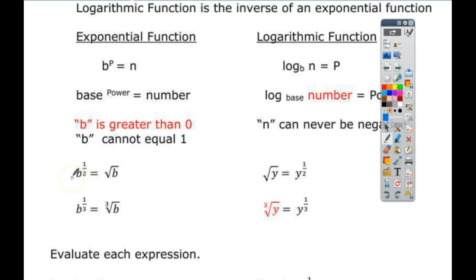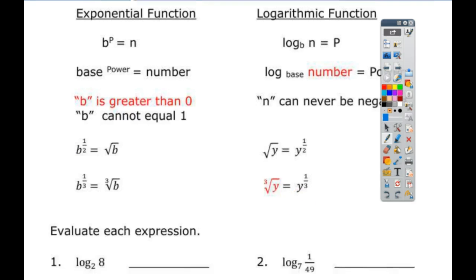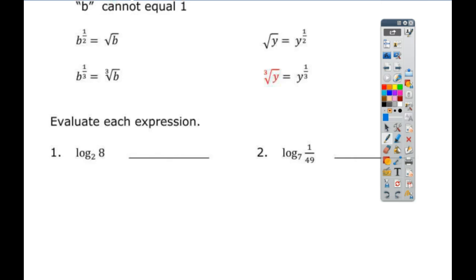Before I go, let's review. So b to the 1/2 is like the square root of b, right? And b to the 1/3 is the cube root. And we can write them like this. So this is how we're going to do this. On this one, there's only one log, and it says evaluate the expression. So here's what I'm going to do. I'm going to put equals x right there.